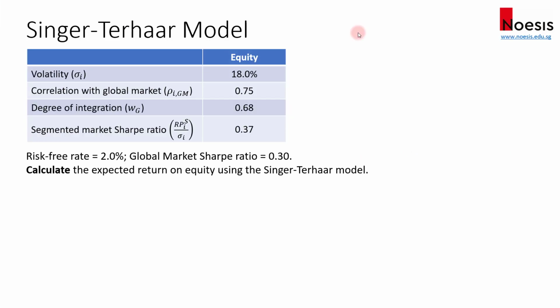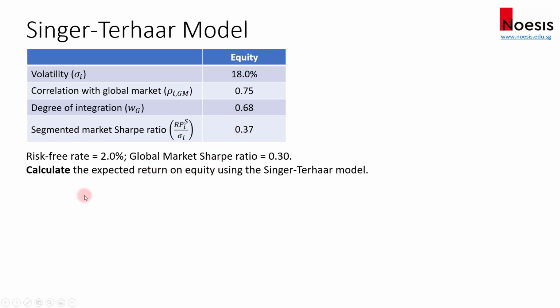For my second example, it's on the Singer-Terhaar model to compute the risk premium of asset classes. So we have the equity asset class here with the volatility at 18%. The correlation with the global market portfolio is 0.75. The degree of integration is 68%, so the degree of segmentation will be 32%. And the segmented market Sharpe ratio will be 0.37. We are given the risk-free rate of 2% and the global market Sharpe ratio is 0.3. So we'll use the Singer-Terhaar model to compute the expected return on this equity asset class.